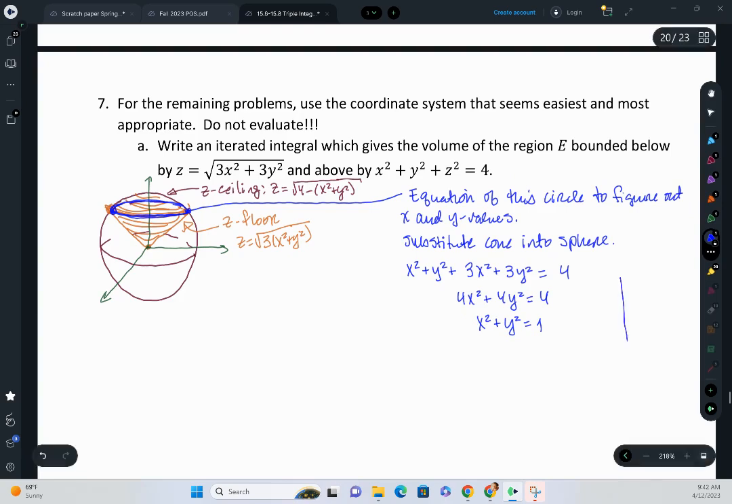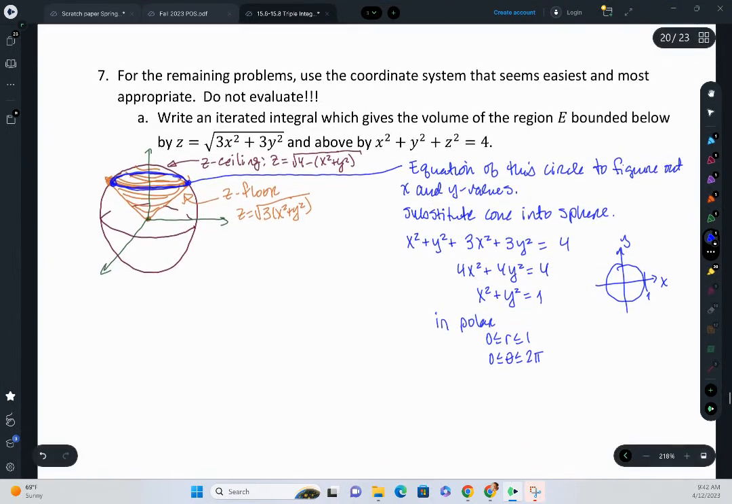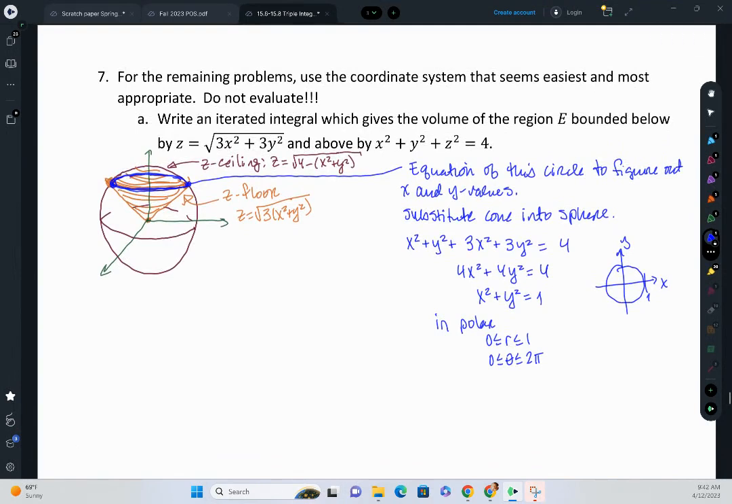Okay, so that is the image that gets projected onto the xy plane, just a unit circle. And so in polar, I know that r will go from 0 to 1, while theta will go from 0 to 2 pi. At this point, I have all my bounds. It wasn't too much work to get them, so I can go ahead and replace everything in a volume integral.